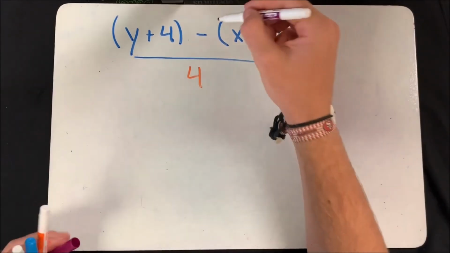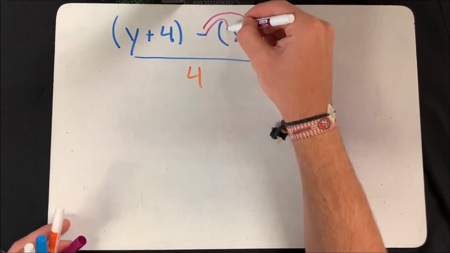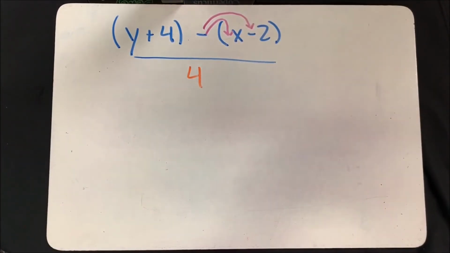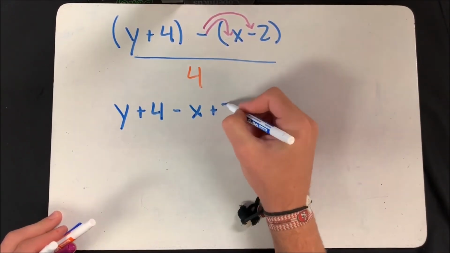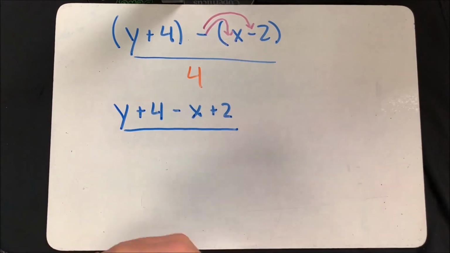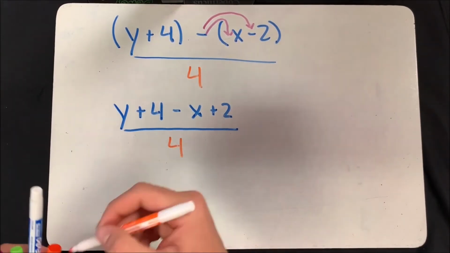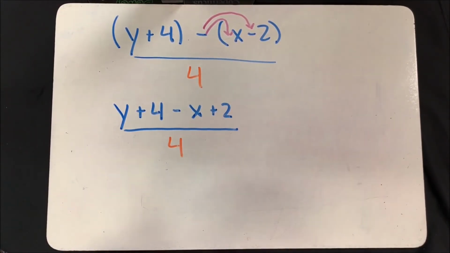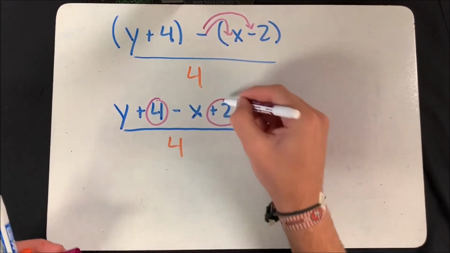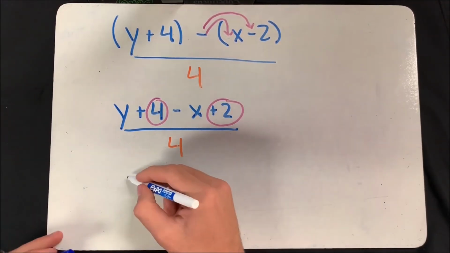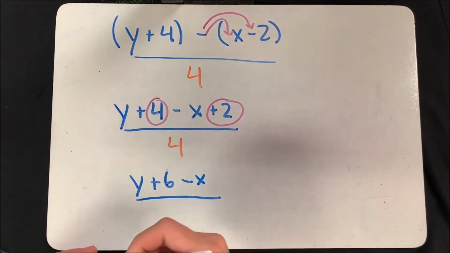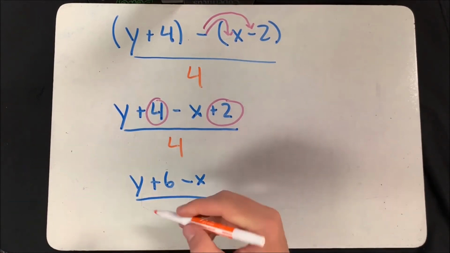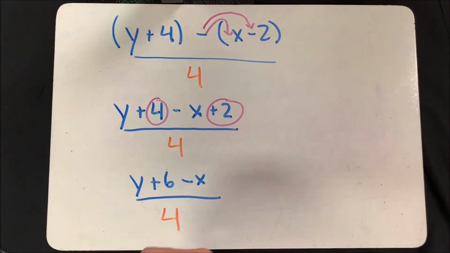Our next step would be to distribute the minus sign. You put it in front of the x and you distribute it to the minus sign, which will make it a plus sign. Write it all over 4 again. And finally, you just combine like terms in the numerator. So that leaves you with the answer y plus 6 minus x all over 4.